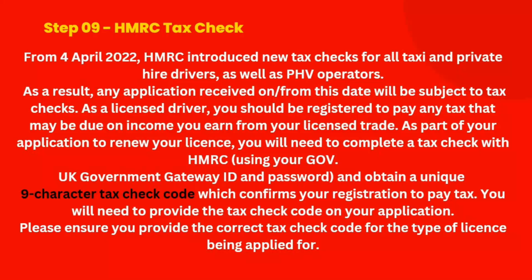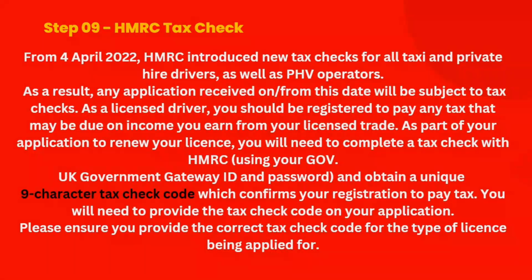As part of your application to renew your license, you will need to complete a tax check with HMRC using your Gov.UK Government Gateway ID and password, and obtain a unique 9-character tax check code, which confirms your registration to pay tax. You will need to provide the tax check code on your application. Please ensure you provide the correct tax check code for the type of license being applied for.